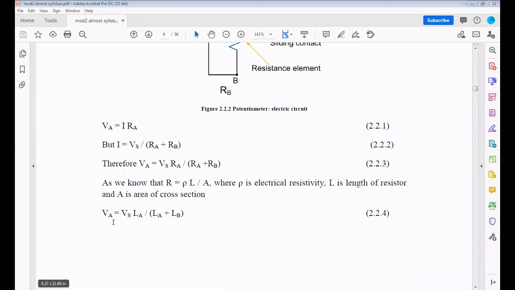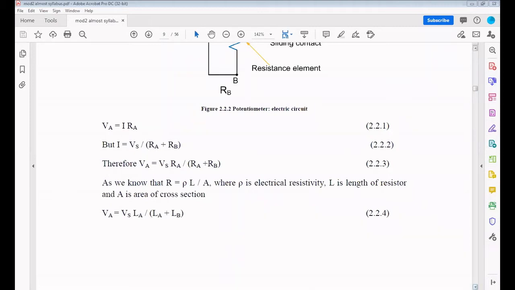Okay, so according to Ohm's law we can get the individual resistance, VA is equal to Vs into RA by RA plus RB, the total resistance. But according to this formula, based on the length and cross sectional area, we are taking VA is equal to Vs into LA by LA plus LB. So this is based on the length. Okay, so we can take it.